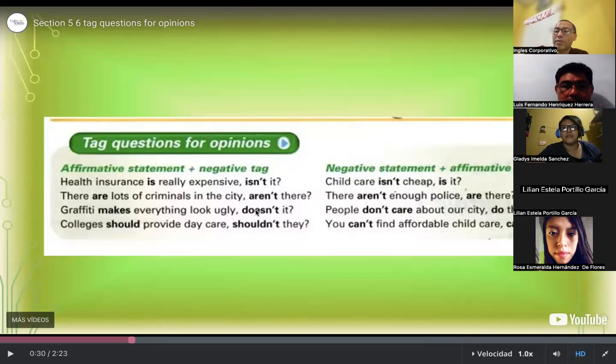The same thing for the auxiliaries. Do, does, is, are, should, can, all of the auxiliaries the same. Whatever auxiliary you use in the sentence is the same auxiliary in the tag. But if there is no auxiliary, for example, graffiti makes everything look ugly, you have to remember how to make a question. For example, does graffiti make everything look ugly? In the normal question, I use does. So it is the same idea for the tag question.